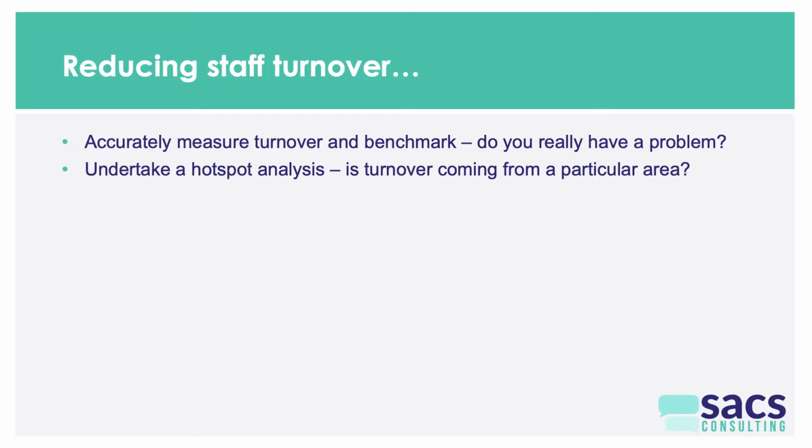The second thing we suggest is undertaking a hotspot analysis. So a hotspot analysis is where you measure staff turnover across different parts of the organisation. So for instance, it could be certain business units. And if you find that certain business units have markedly higher staff turnover, then that's a really useful clue as to how to address the question.